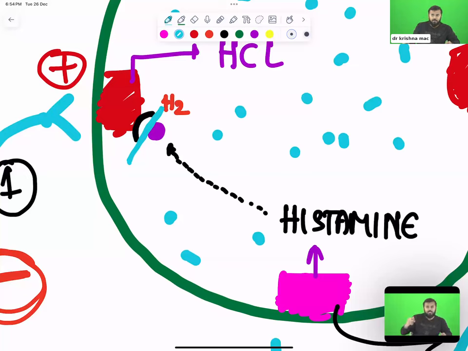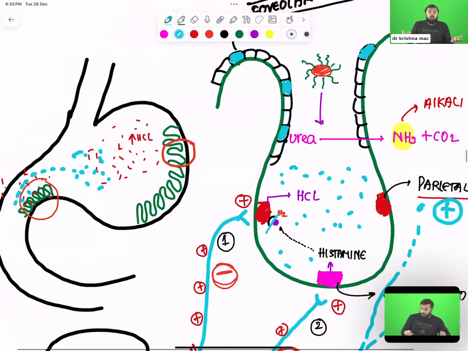What is a Rantac tablet? Ranitidine, famotidine, right? These Rantac tablets are nothing but your H2 blockers only. Clear, all of you? Now, for the damage that has already happened, what do we do? For that, I will give gastric protectors.